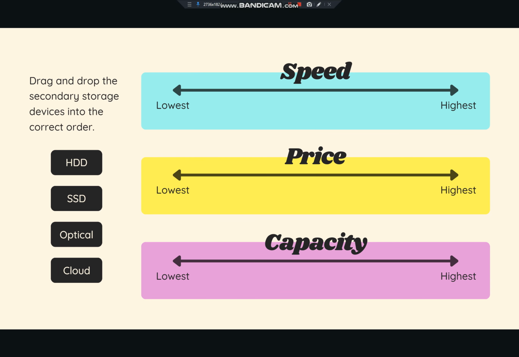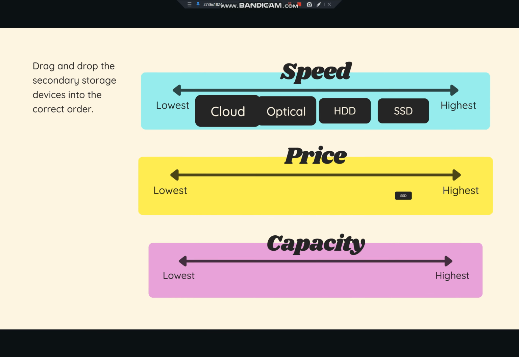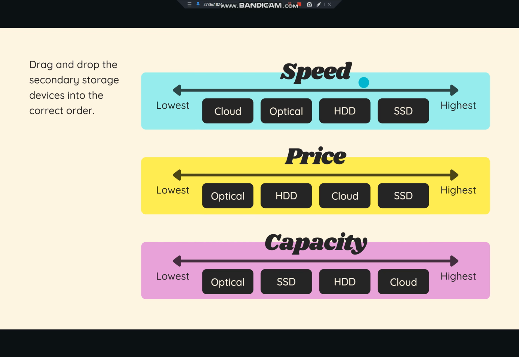After all this discussion of different types of memories, now there is a question for you. Depending upon speed, price, and capacity, that means storage capacity, how can we keep HDD, SSD, optical disk, and cloud storage in line? Think about it, and you are going to know the answer. Whenever we talk about speed, cloud storage is the lowest, because you need internet for that, and the highest one is SSD.